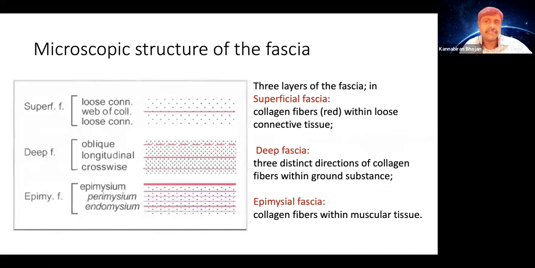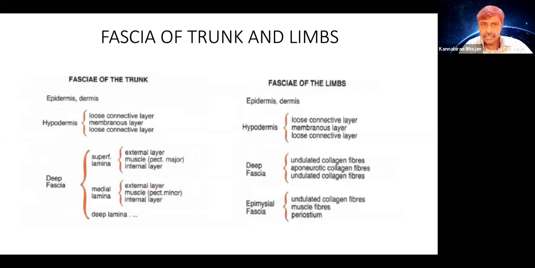So the microscopic structure of fascia, this is all just for information. Just make a small note so that you can learn about this microscopic structure. You have superficial fascia, you have deep fascia, and then you have the epimysial fascia. You can see that is how they are arranged, and you will be treating the superficial and deep fascia when you're doing fascial manipulation. So there is fascia of the trunk and limbs. You can see both have hypodermis and then deep fascia. In the limbs, you have additional epimysial fascia of every individual muscle. So all these fascial structures are very important, particularly in force transmission.